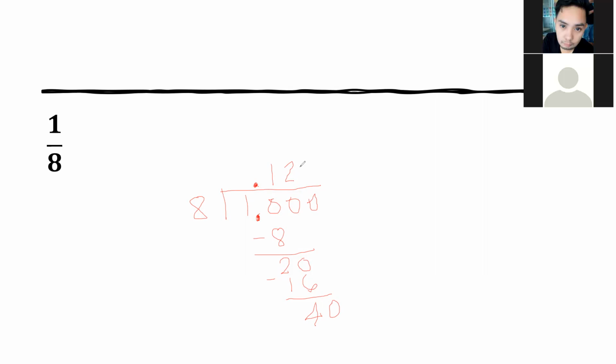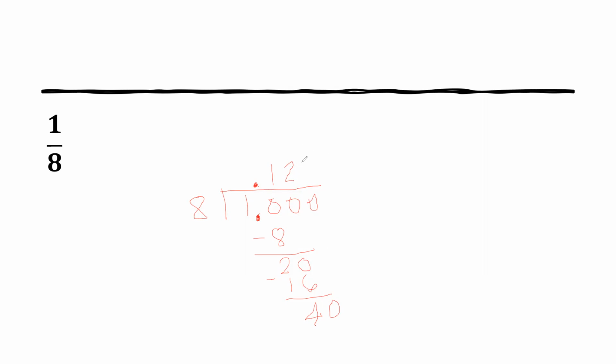May ilang 8 sa 40? 5. So that is 8 times 5, 40. Natapos. So ibig sabihin, our final answer is 0.125.